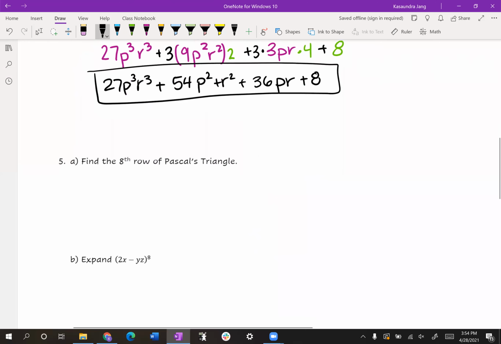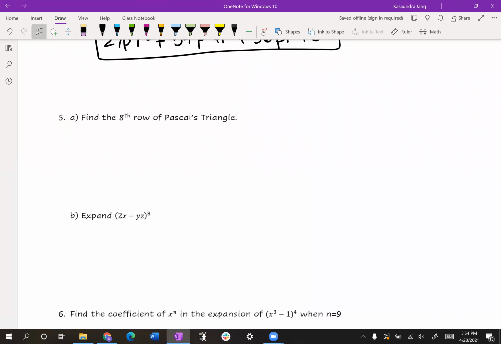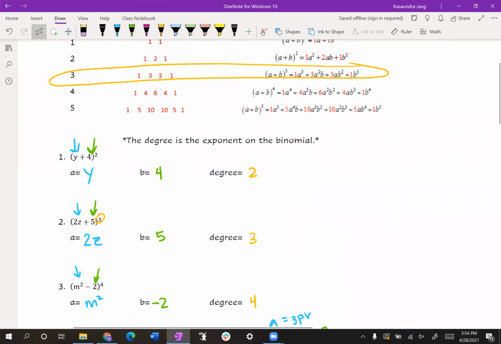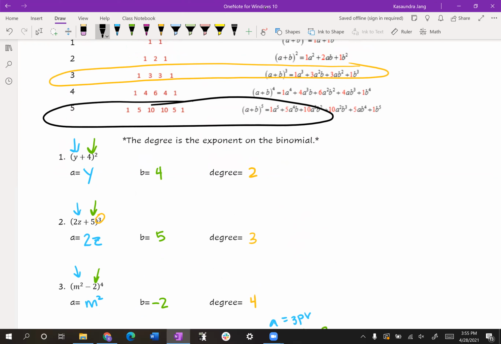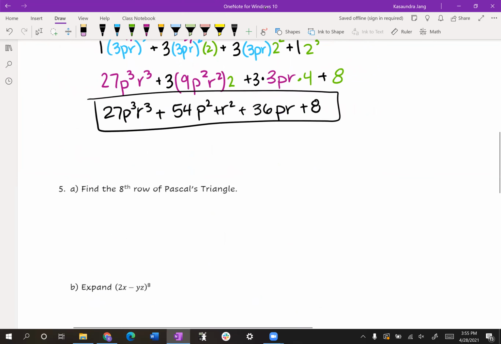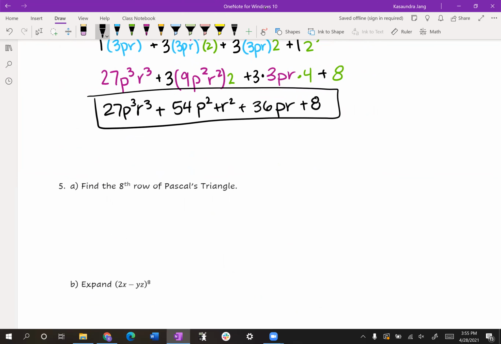All right, so then number 5 here says to find the 8th row of Pascal's triangle. Let's look at the row that we stopped at up here. Let's see, we stopped at row 5. Okay, so row 5 of Pascal's triangle. So I'm going to pick it up from there. It was a 1, 5, 10, 10, 5, 1. Okay, that was my 5th row. Let's go to the 6th, 7th, and then we'll go to the 8th row.